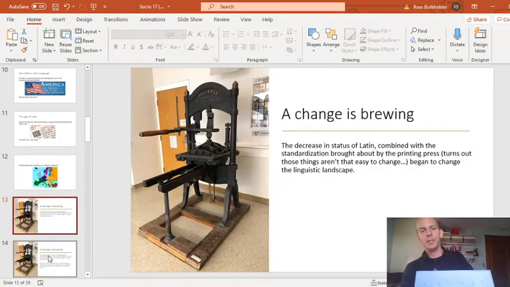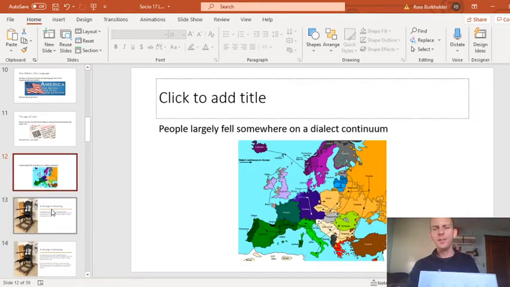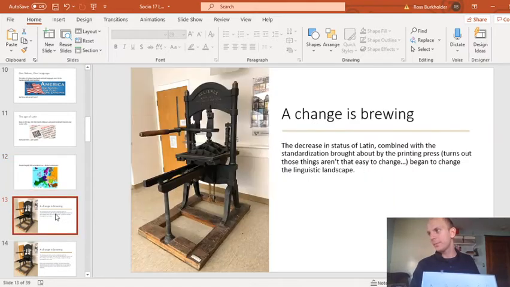But this changed. Something changed this. This is still the case to some extent in Europe, but in a lot of ways, these dialect continua have been broken up. And why? We want to think about why.